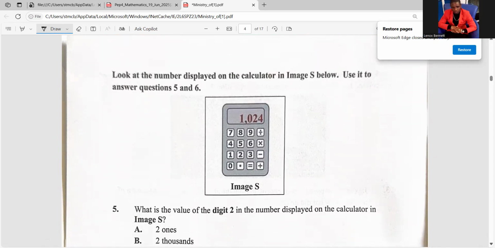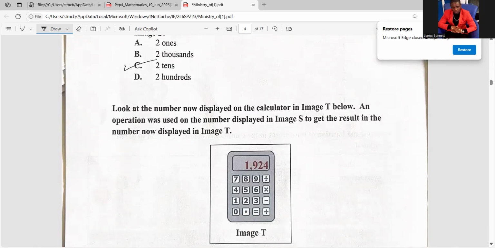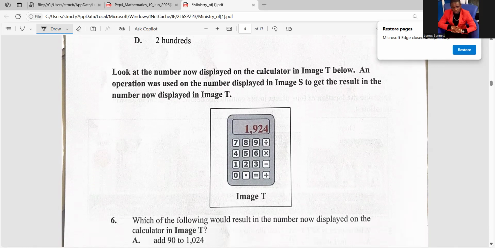Look at the numbers displayed on the calculator in the image below. Use it to answer question 5 and 6. What is the value of the digit 2 in the number displayed? So 2 would have been 2 tens. This wasn't bad. 2 tens. All right, so far everybody should be able to get those. Those are pretty straightforward.